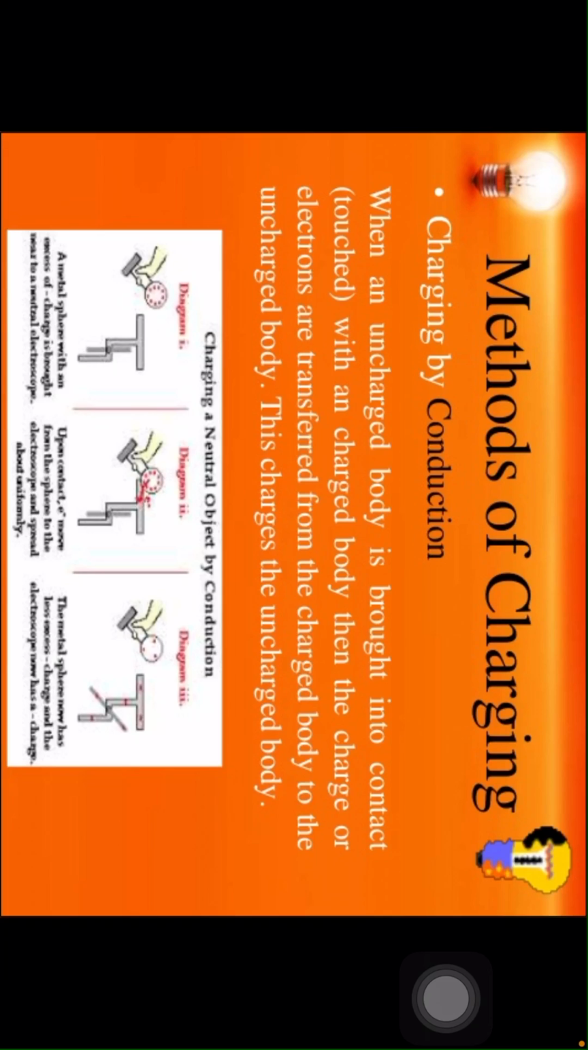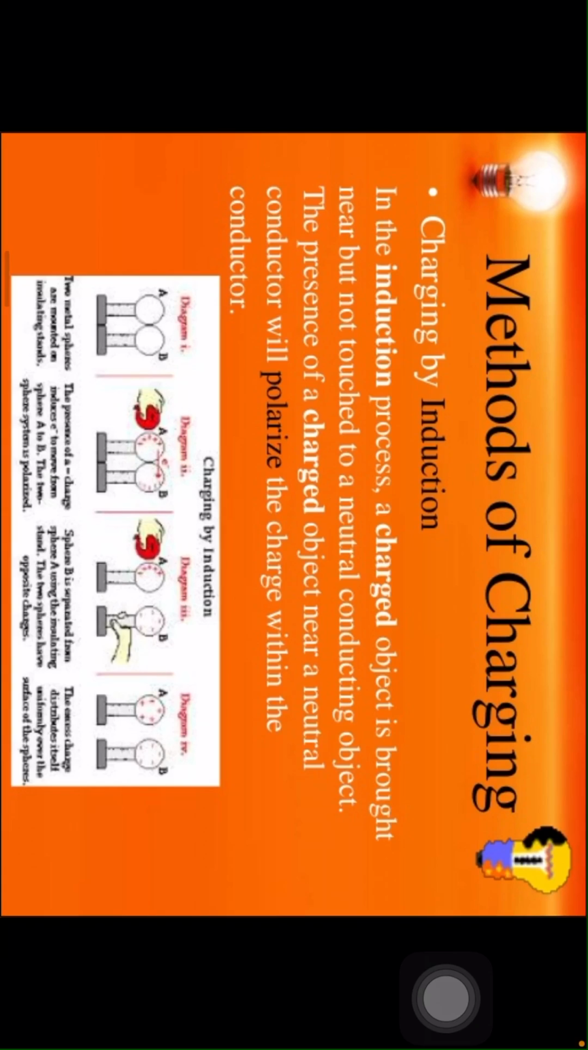So, methods of charging. How to charge? First is conduction, charging by conduction. When an uncharged body is brought into contact, touched with a charged body, then the charge or electrons are transferred from the charged body to the uncharged body. This charges the uncharged body. Charging by induction. In the induction process, a charged object is brought near but not touched to a neutral conducting object. The presence of the charged object near a neutral conductor will polarize the charge within the conductor.